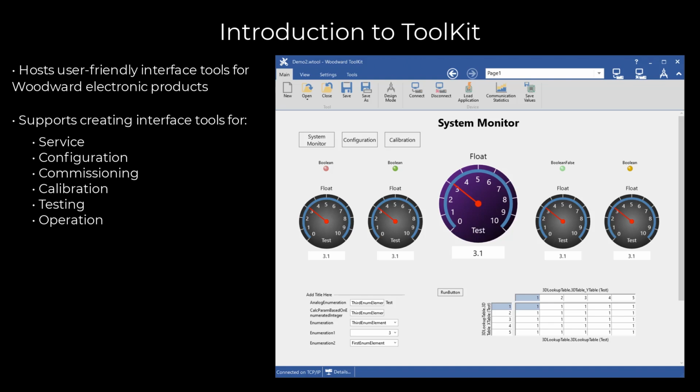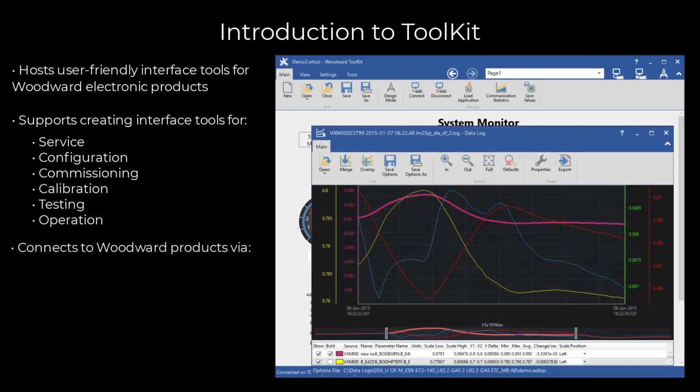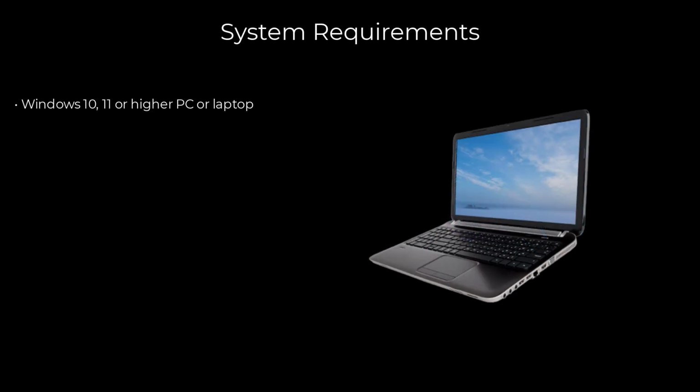These interfaces allow viewing/editing of control values using many different visual components such as text boxes, gauges, bar charts, trend charts, etc. ToolKit is designed specifically to interface with Woodward products, including programmable and non-programmable controls. It supports communications via RS-232, 422, and 485 serial, CAN, or Ethernet TCP/IP networks.